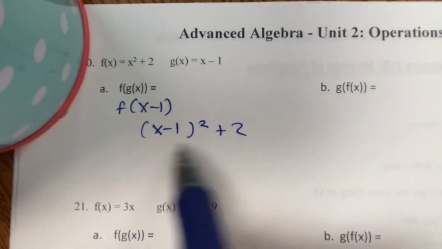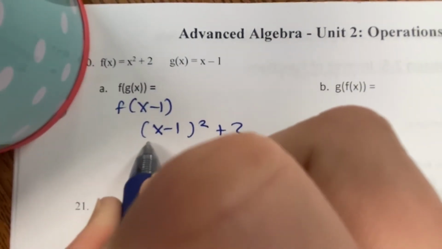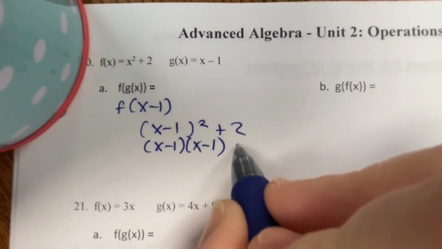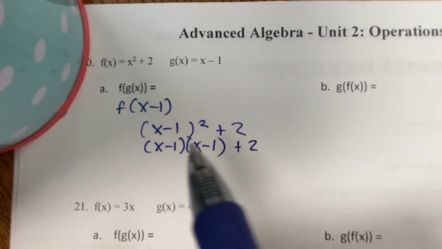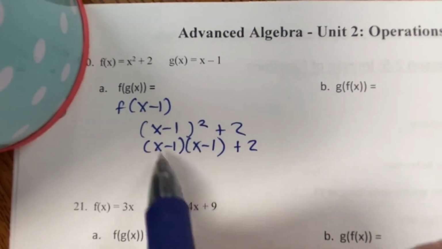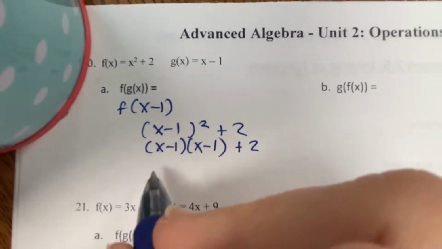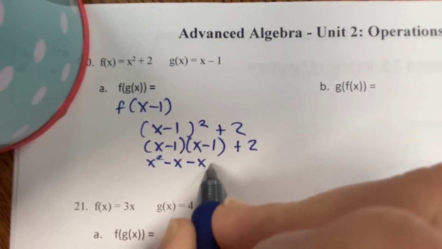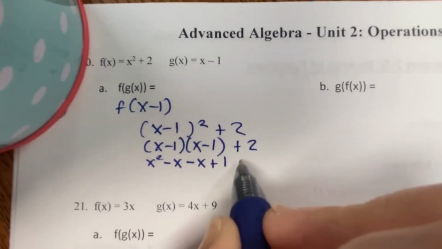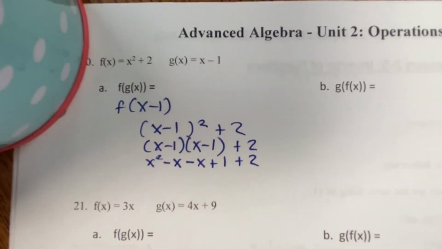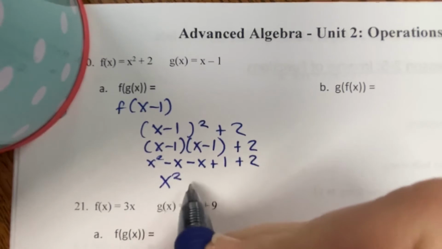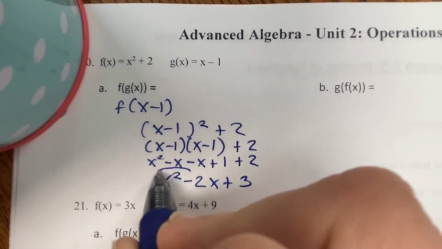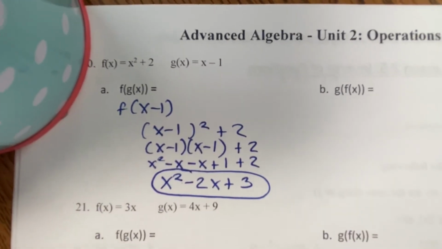This is probably one of the hardest problems on the page, because when you have x minus 1 squared, remember it's x minus 1 times x minus 1, plus 2. So I'm going to have to distribute. I'm not going to put in all the little rainbows because it's going to take up a lot of space. But if I distribute this, I would have x squared minus x minus x plus 1, and I still have a plus 2. When I combine my like terms, I get x squared minus 2x plus 3. That's a tough problem.